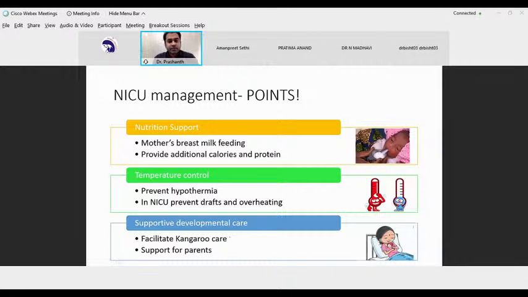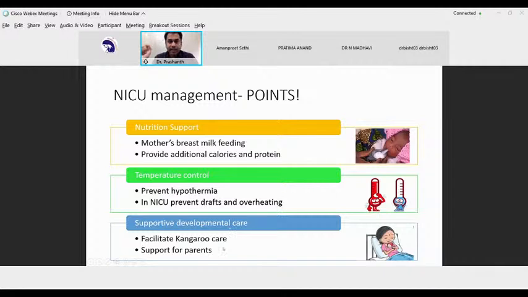So again, reiterating the importance of temperature control, we need to prevent hypothermia as well as hyperthermia in NICUs. And the other important thing is to prevent drafts and overheating. So we need to provide all our babies supportive and developmental care.